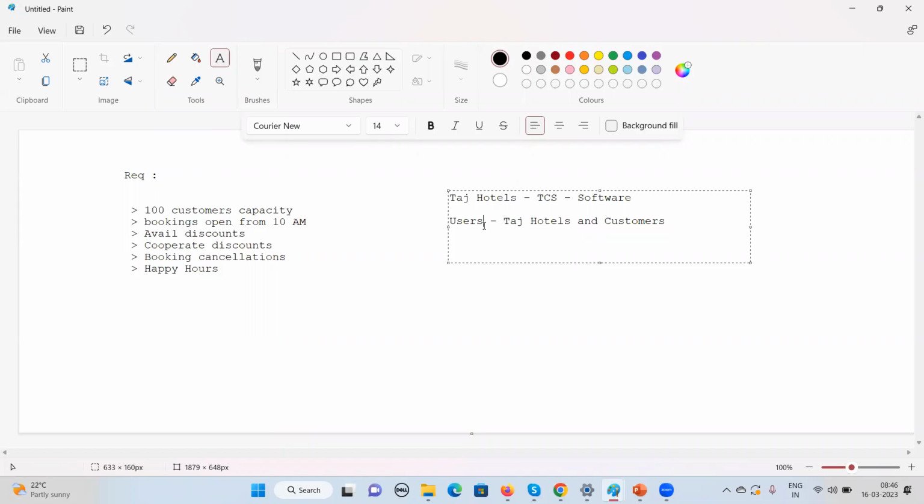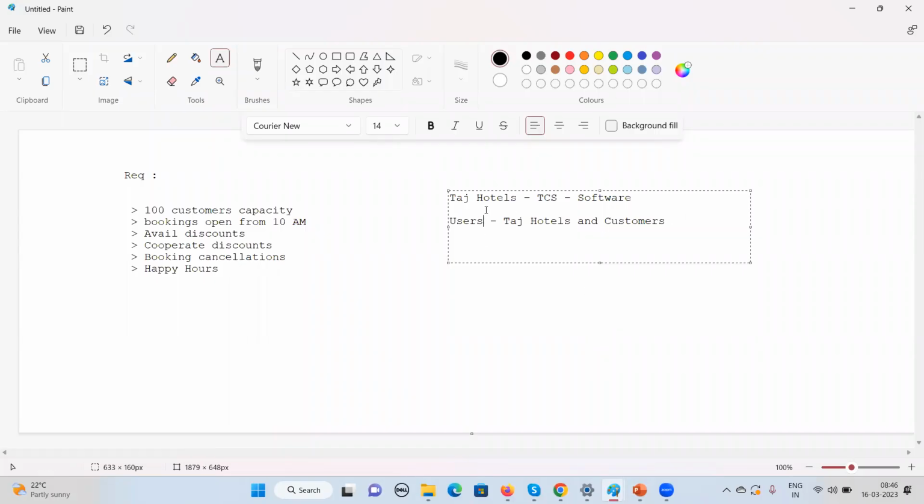They have mobile applications, or web applications. On the web applications, they can log in and book a table, and they can get all these discounts, based on some conditions, which would be given by the Taj hotels.